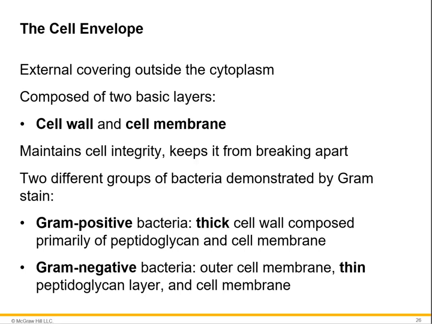And you'll learn there are two different groups of bacteria that we're going to talk about, gram-positive and gram-negative bacteria, and they're demonstrated by the gram stain, which we'll be doing in this course as well. They have different cell envelopes. The gram-positive bacteria have a very thick cell wall, and then they have a cell membrane. The gram-negative bacteria have a thin cell wall as well as a cell membrane, but they also have an extra outer membrane. And I'll show you what I mean here.